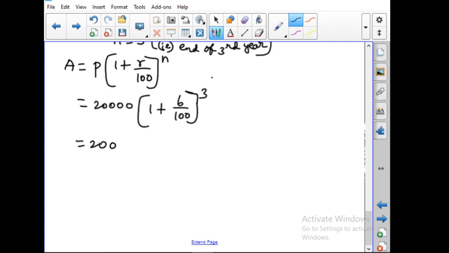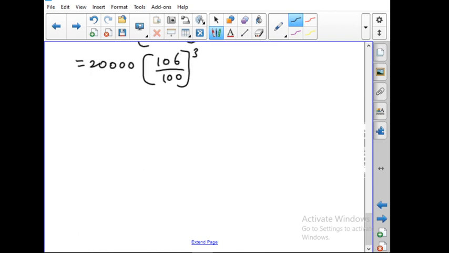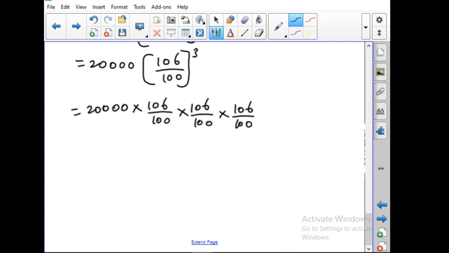So 20,000 into (100 plus 6) 106 by 100 whole power 3. So we can write like this: 20,000 into 106 by 100 into 106 by 100 into 106 by 100. We have to get the value. We can simplify, and we get the value 23,820. This is for offer A.